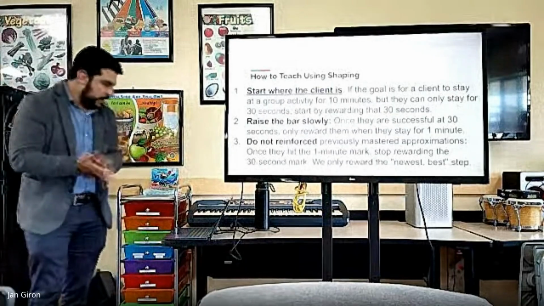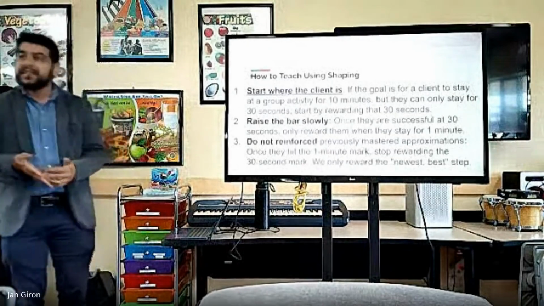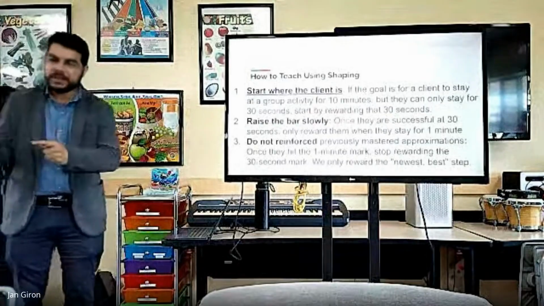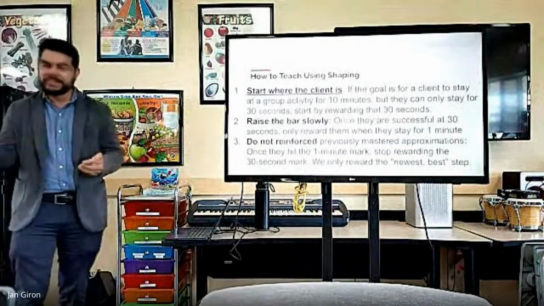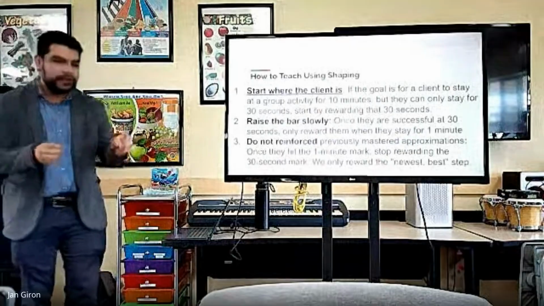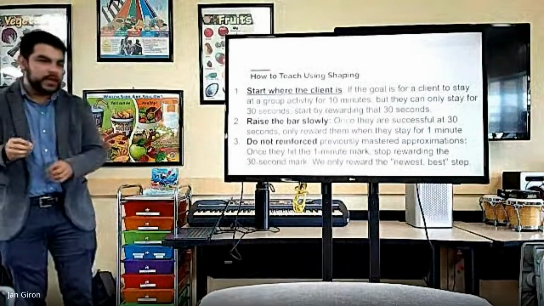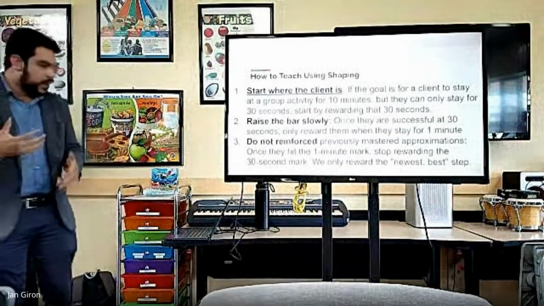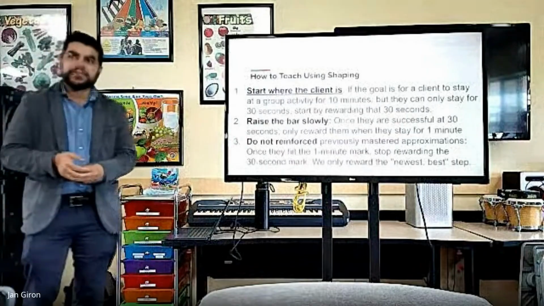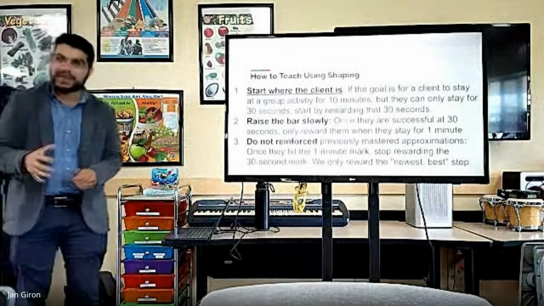Okay, let's bring it together in terms of the procedure. You just want to start where the client is, because by definition with shaping, we have an end goal in sight, but the client has to get there. This would typically be where they're at their baseline. From there, we make an incremental jump in the criteria we're expecting. With the example of engaging in a group activity, let's say the goal is 10 minutes, but they can only do it for 30 seconds.